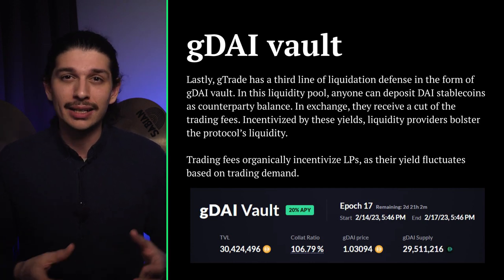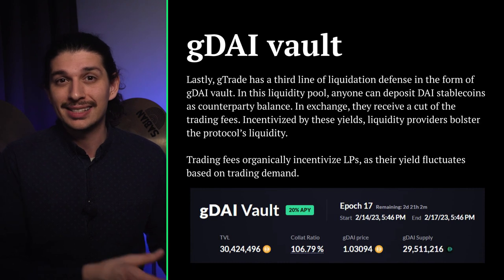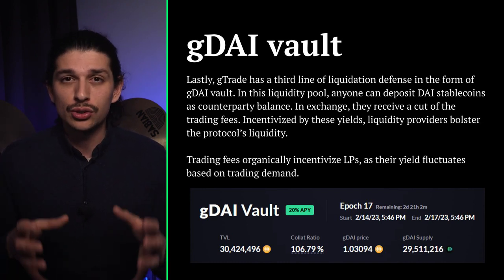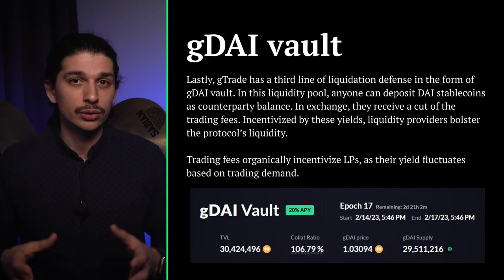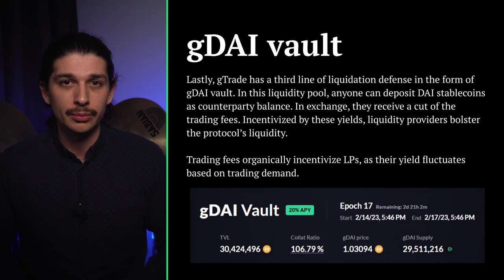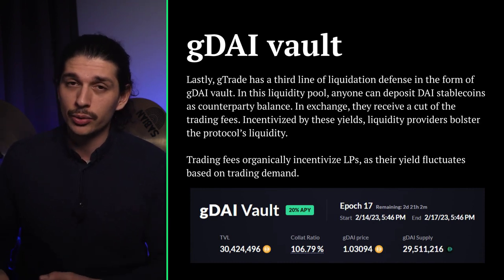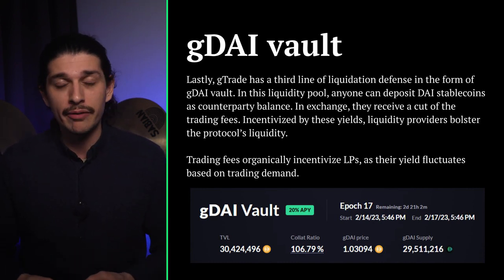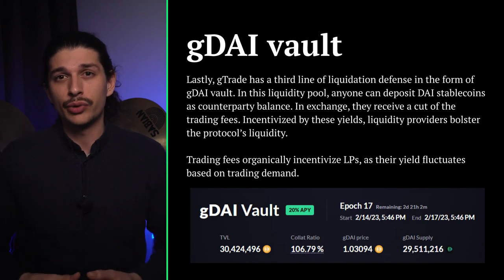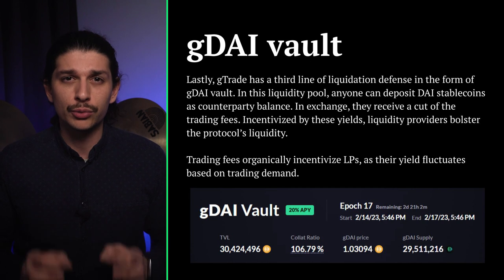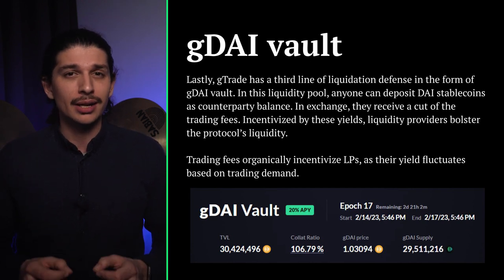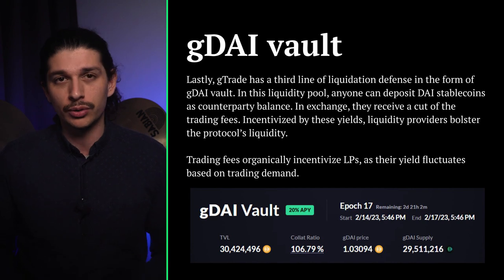Trading fees organically incentivize liquidity providers as their yield fluctuates based on trading demand. Currently, the vault pays 20% annual percentage yield, or APY, while holding over $30 million worth of DAI stablecoins. And if we take into account Polygon and Arbitrum, that figure is at $45 million. And although in the double-digit range, the APY comes from trading fees. Gains Network also has its own GNS token that allows users to earn a share of protocol revenue.